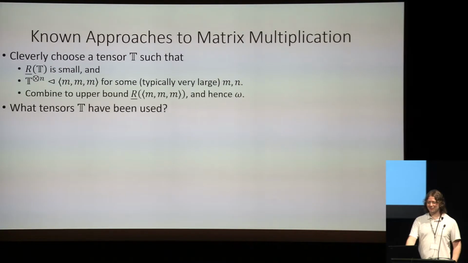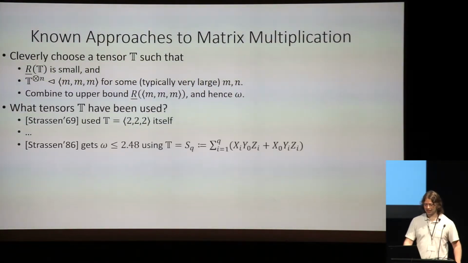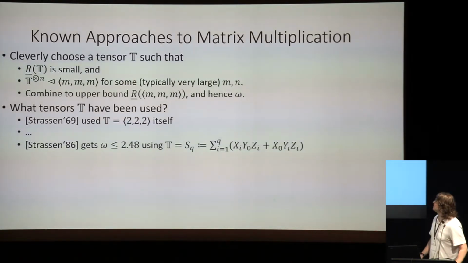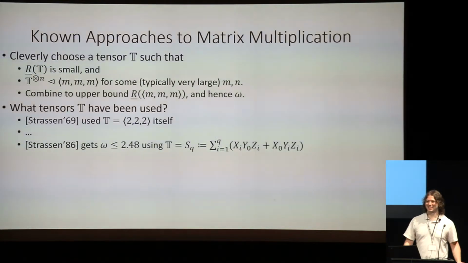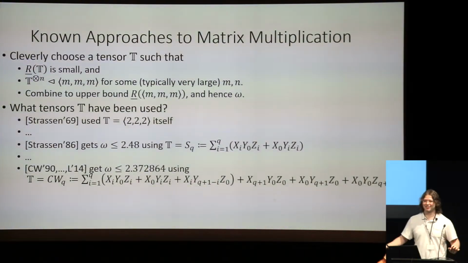Right. So what kinds of tensors T have been used? Well, Strassen's algorithm I showed you before can be thought of as using T to be the 2x2 matrix mult tensor itself. But a lot of the work uses tensors which are not matrix mult tensors. One of the first ones was Strassen's 86 algorithm, which used the so-called Strassen tensor. It doesn't really matter what it is, but you can check it's not a matrix mult tensor. And then lots of work has been done since then with more and more complicated tensors, and the most recent work since Coppersmith-Winograd, all the way up to the best known bounds on omega, used this Coppersmith-Winograd tensor, which once again, it doesn't really matter exactly what this is, but it's some tensor which is not a matrix mult tensor.